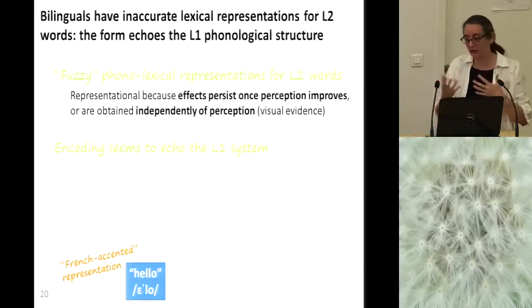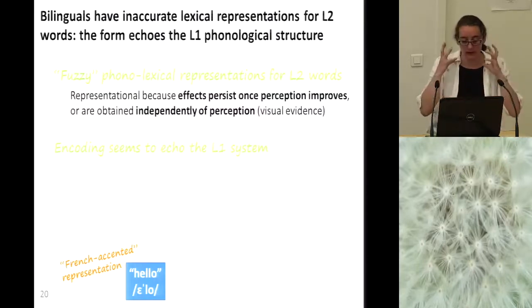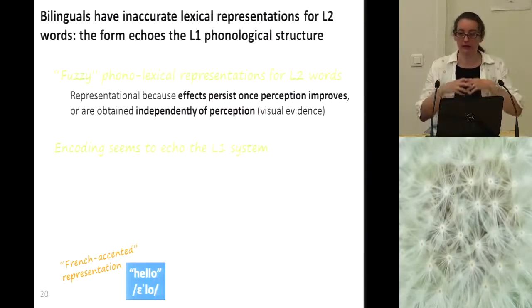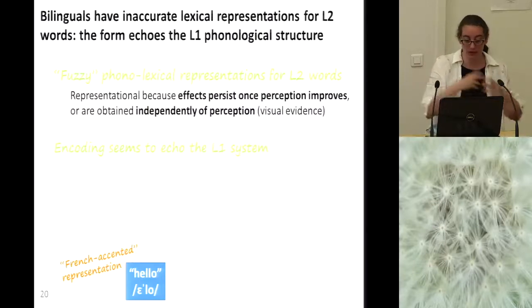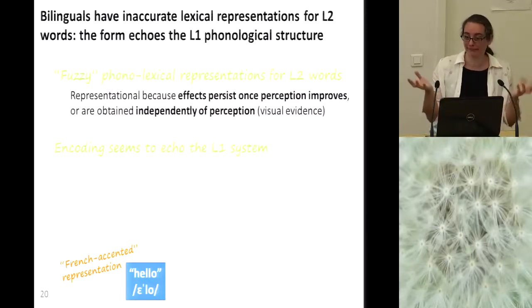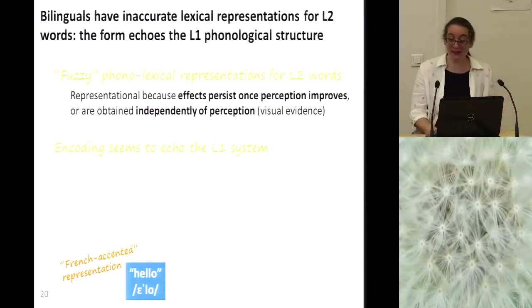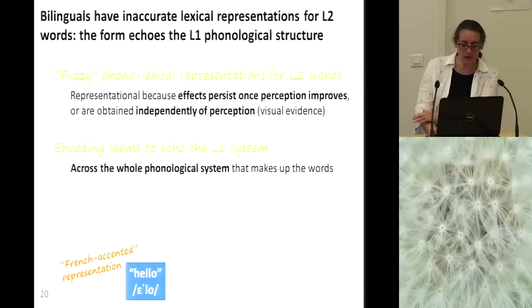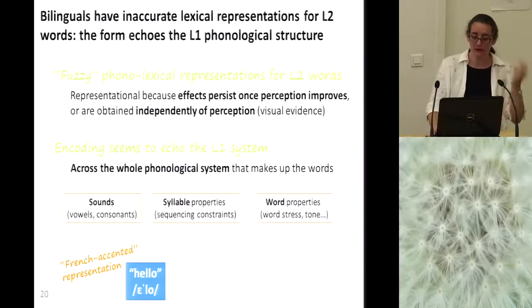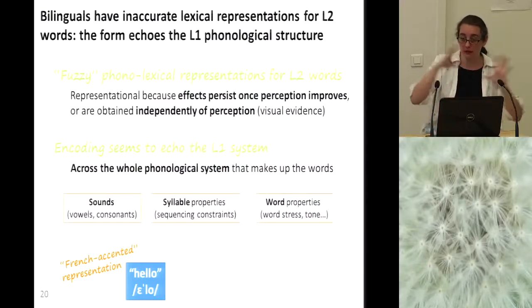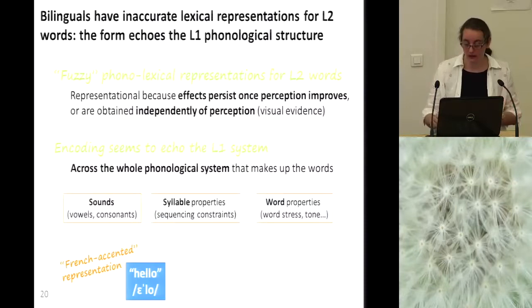So sometimes when I teach, I like to talk about these accented representations. Just like we have accented production or accented perception, we might have accented representations, such as for the word hello. The first word I learned, maybe in English, the first time I learned it, maybe I represented it as "hello," with a French accent. So this could be the way I have stored this word, in fact. And so this is across the whole phonological system that makes up the word, the sounds, the syllable properties, the word properties. It's quite a complex constellation of phonological properties.